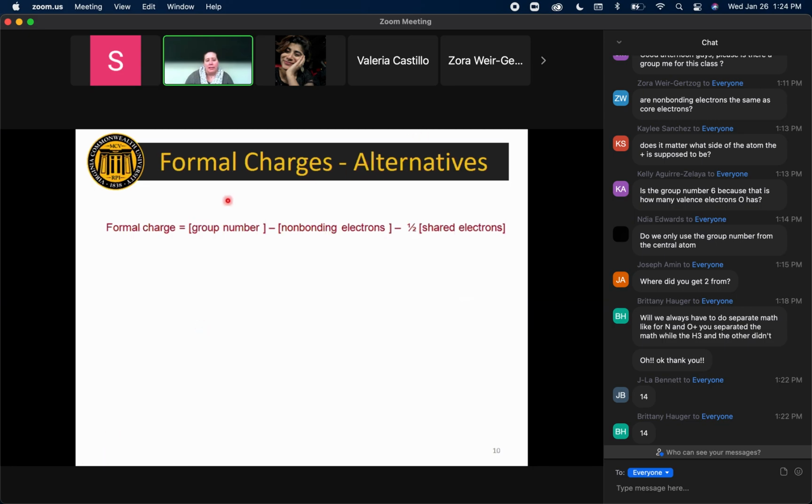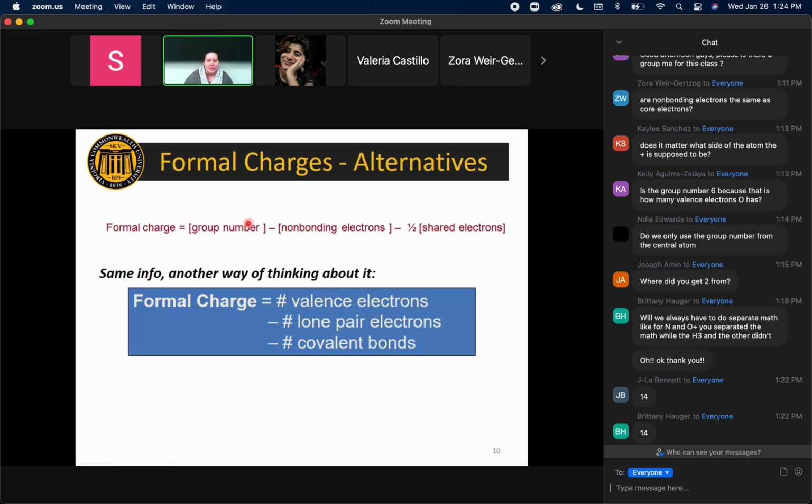So here we go. Again, this is the equation that your book gives you. Another way to think about this same equation is that instead of the group number, you can think about the number of valence electrons that that atom would have if it weren't part of the molecule, right? But that's the same thing. The group number and the number of valence electrons in a free atom are the same thing. Instead of thinking how many non-bonding electrons there are, you could think of this as how many lone pair electrons. So just make sure you're counting the electrons individually and not how many lone pairs, definitely how many lone pair electrons, right?